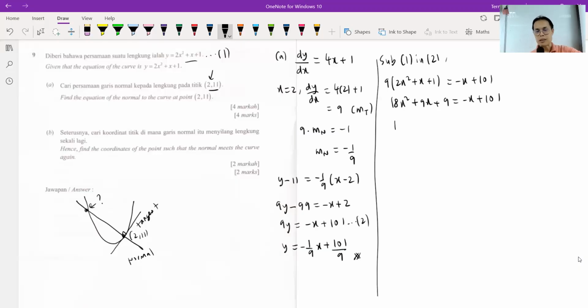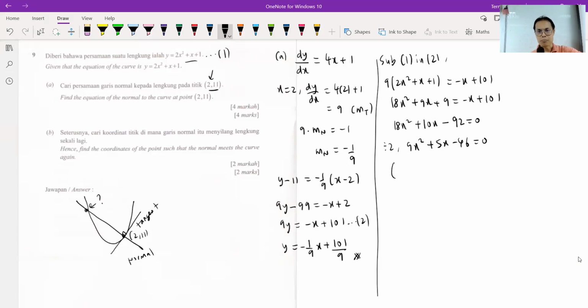The number here is rather bigger. 18x squared plus 10x minus, this is 92. 101 minus 9 is 92. Negative, you bring to the left. You can divide by 2: 9x squared plus 5x minus 46 equals 0.